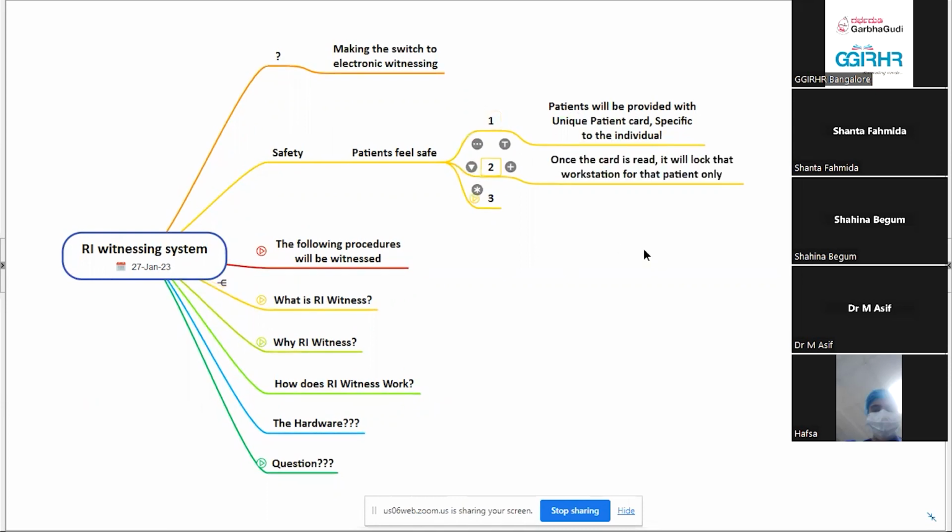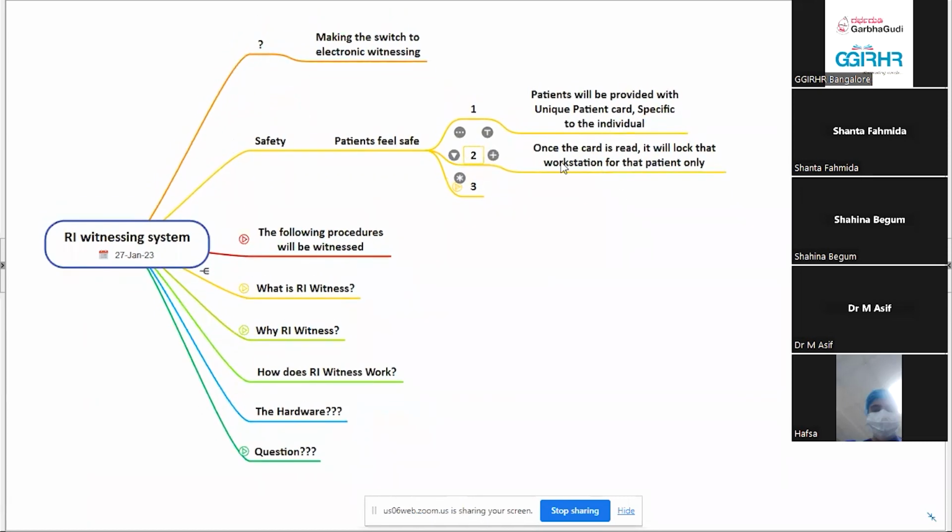Secondly, and this is very important to note, once the patient's card is inserted into the RI witnessing system, it will lock the workstation. For example, if I want to process the sample of patient A, once the card is inserted and the RI system is in place, you can process only one sample. Just a minute, doctors.